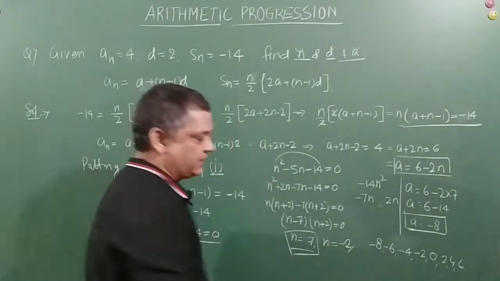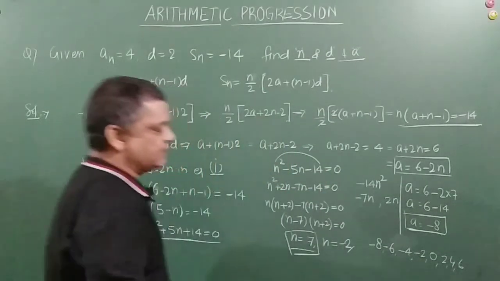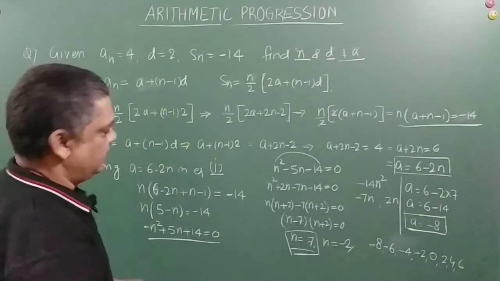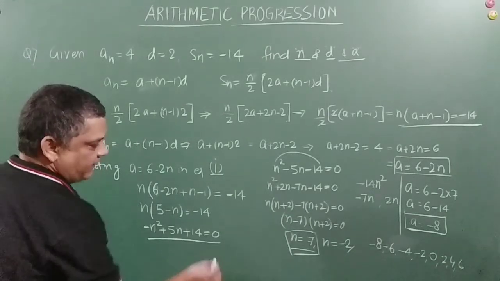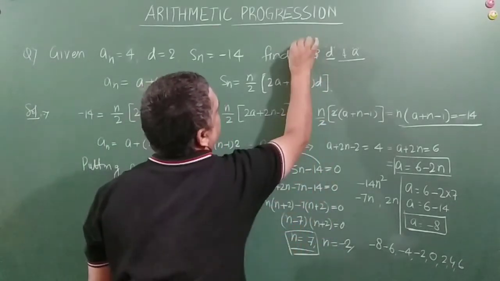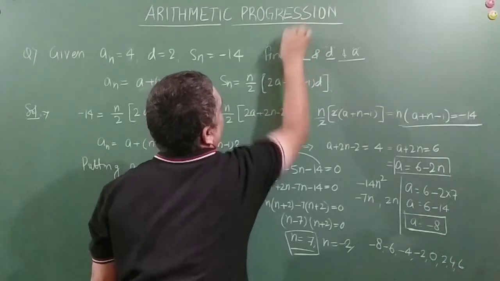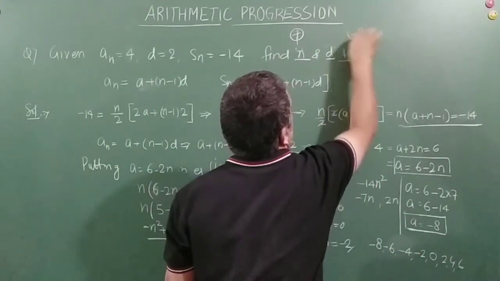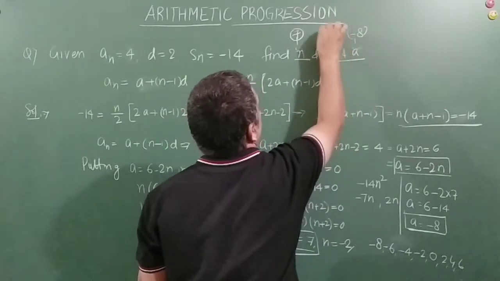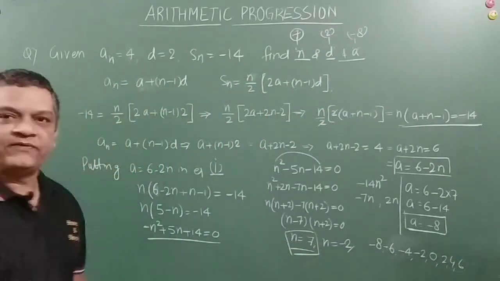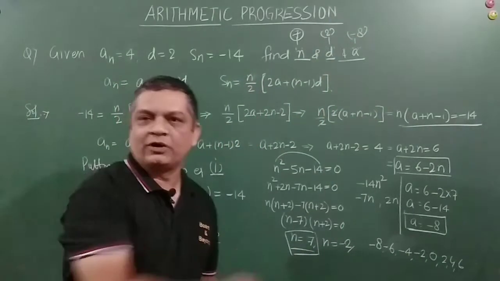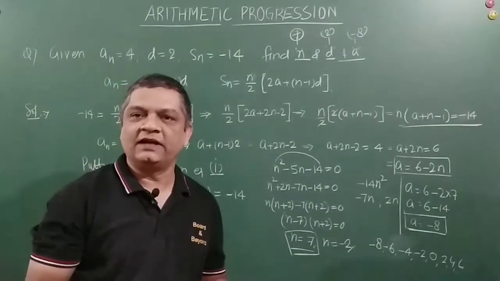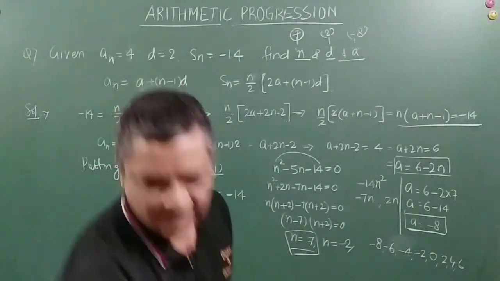Hope this has got covered. Okay. So basically this is the series, right? So like this you will have to find the values, that is n is equal to 7 and a is equal to minus 8. Okay, d was already known to us, that is 2. Right, friends? So I hope you got the concept here, right? Okay, so let's move on to the next one.